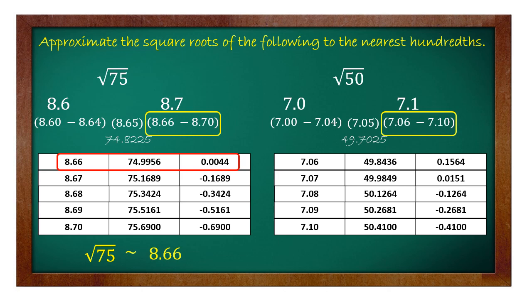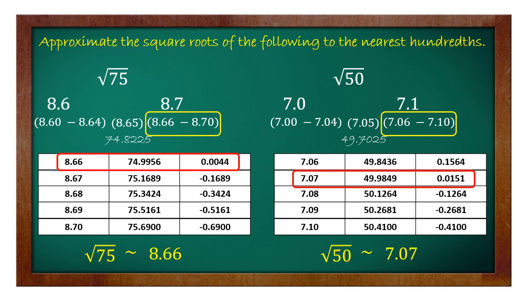And then, dun sa difference natin, titingnan natin kung sino may pinakamalapit kay 50. Kasi siya yung may pinakakonting diferensya mula kay 50. And that is 7.07. So, ibig sabihin, the square root of 50 is approximately 7.07.